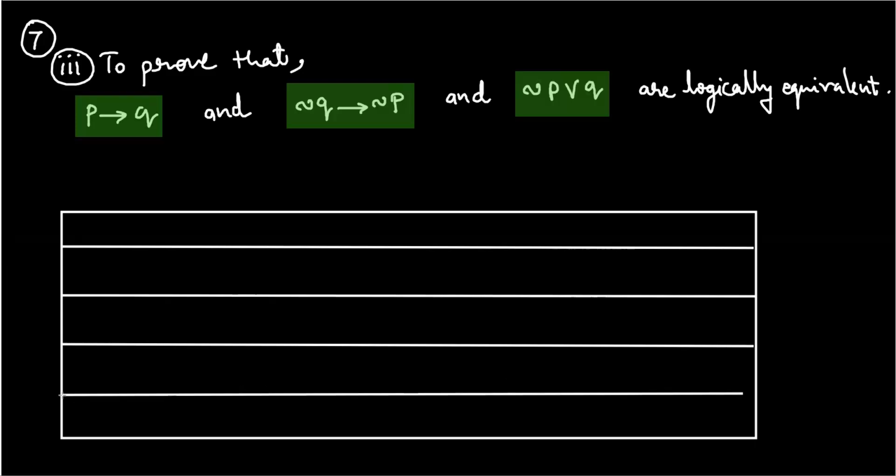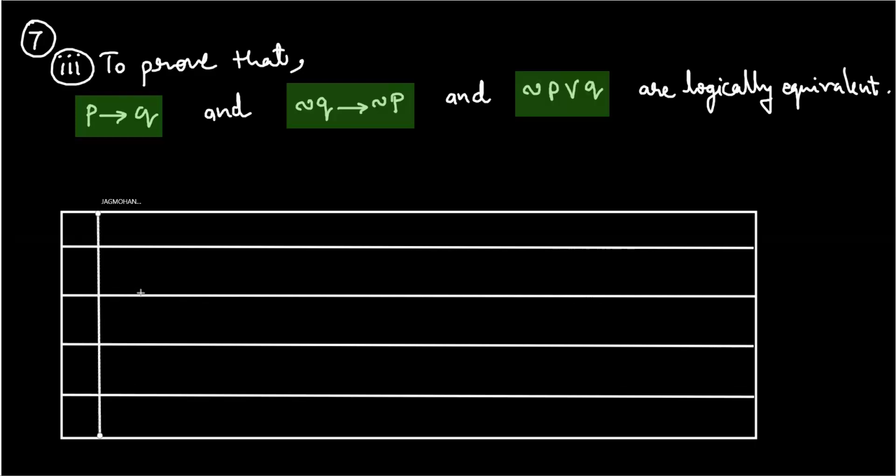The first column is P, the second column is Q. Then check, do you have negation P? Yes. The third column is negation P. Do you have negation Q? Yes, you have negation Q also. So the fourth column is negation Q. After P and Q, always go for their negations. Then after that, you are free to go the way you want.